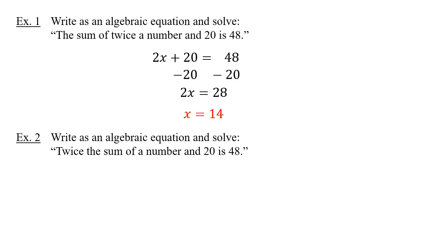Another example with similar words, but the phrasing is a little bit different. This time it says twice the sum of a number and 20 is 48. So they're asking you to multiply something by 2, twice something. But what are we multiplying by 2? This time they want us to multiply the sum of what two things? The number and 20. So I'm going to write 2, and then I have to add the x and the 20 together first. So I'm going to put parentheses around that, equals 48.